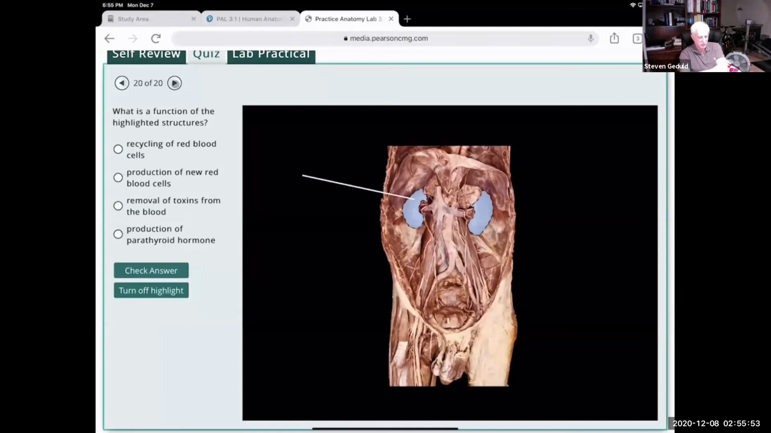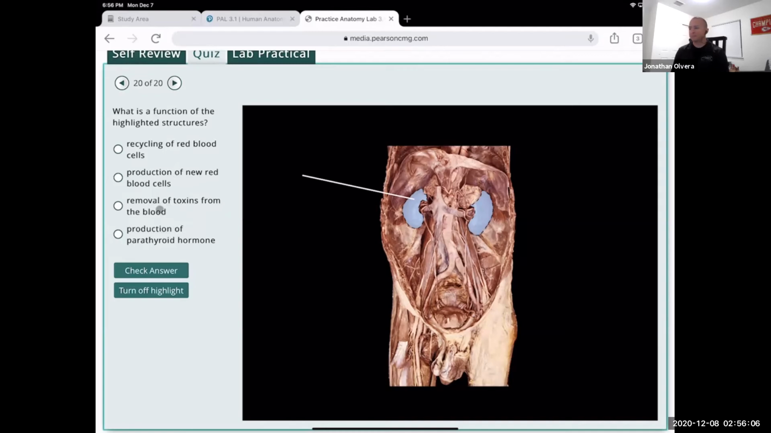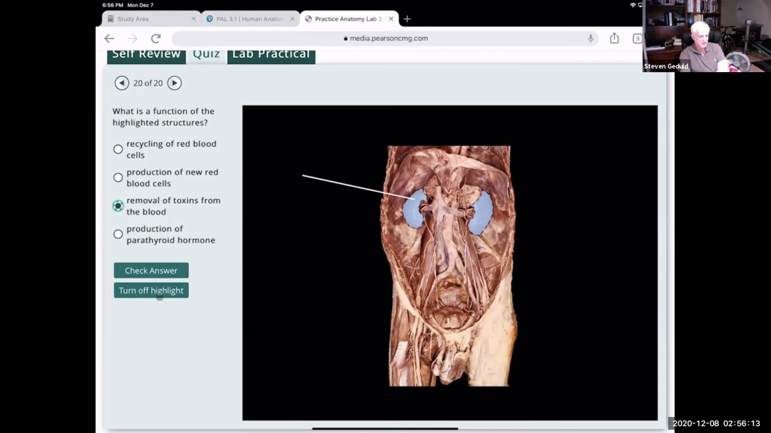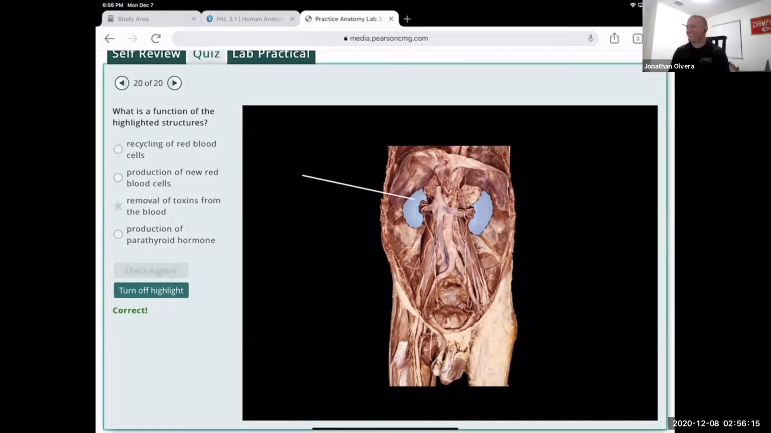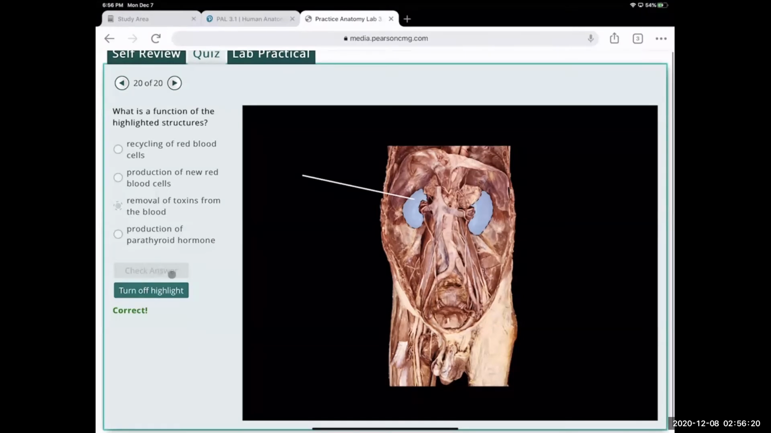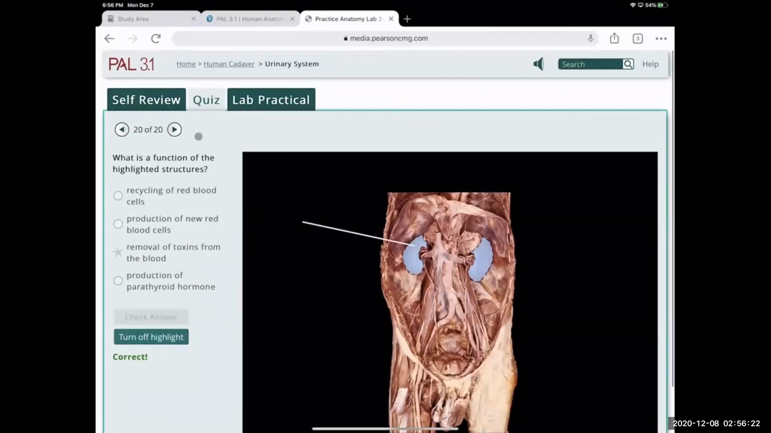All right, what is the function of the highlighted structure? What's the highlighted structure? Kidneys. Okay, what do they do? Recycle red blood cells, production of new red blood cells, remove toxins from the blood, or production of the parathyroid hormone. Removal of toxins from the blood. I'll hover over the right answer here. Okay, remove toxins from the blood. Deltoid, there you go. When in doubt, just circle deltoid. I always remember it because they always say that's the number one thing to fail when you drink too much.